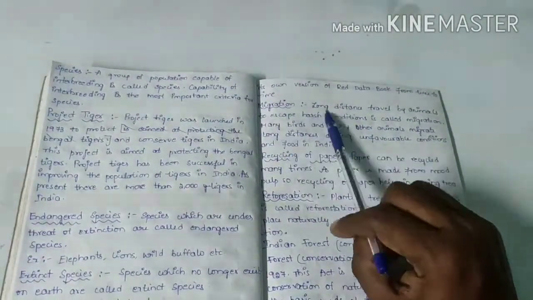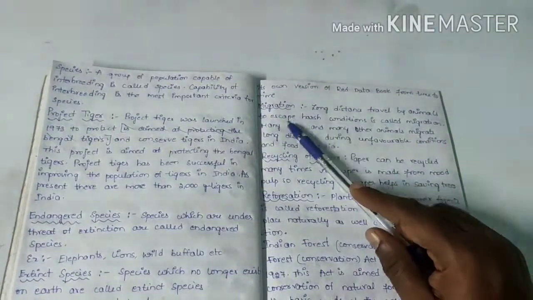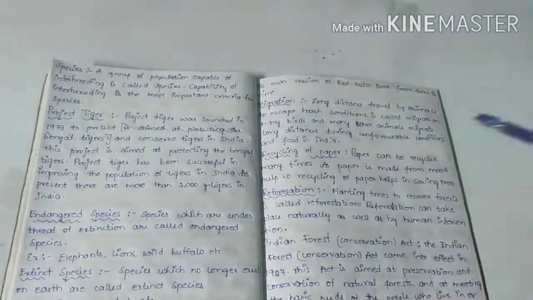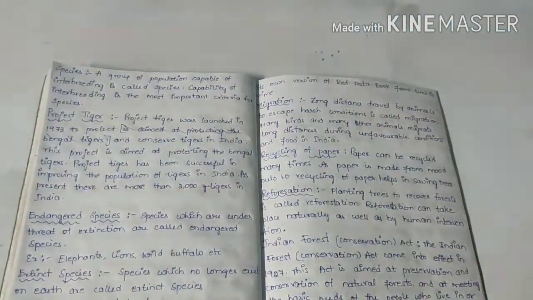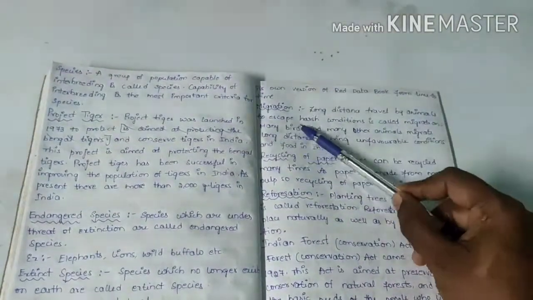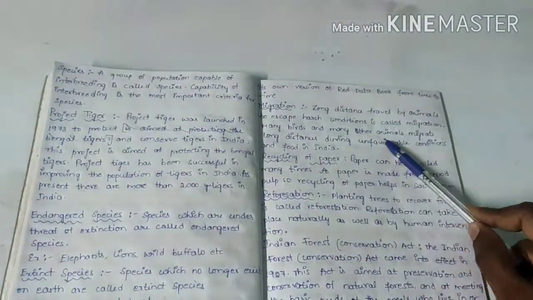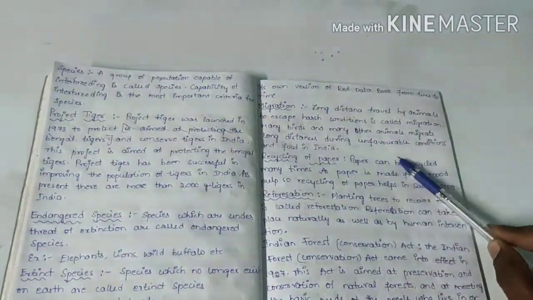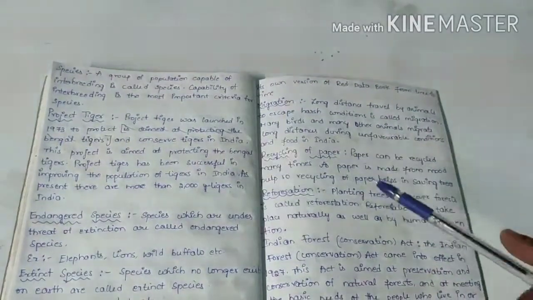Migration. What is meant by the term migration? Long distance travel by animals to escape harsh conditions is called migration. Small correction, not only animals, it's birds also. Plants will not move. So long distance travel by animals to escape harsh conditions is called migration. Many birds and many other animals migrate long distances during unfavorable conditions and for food in India.